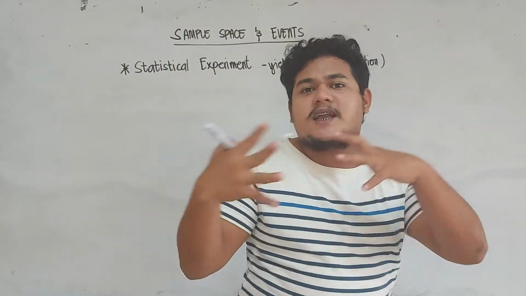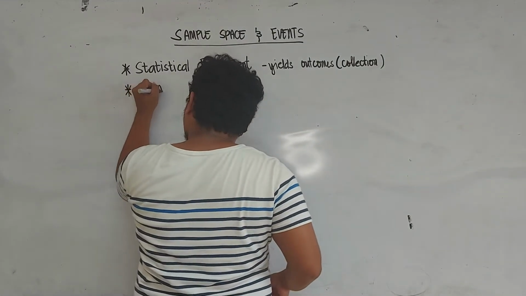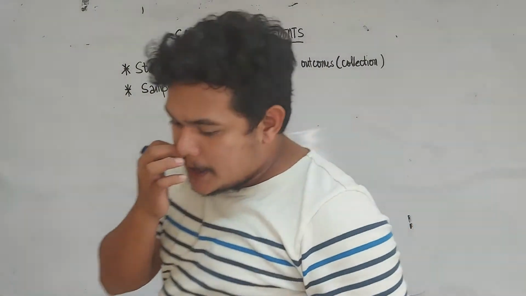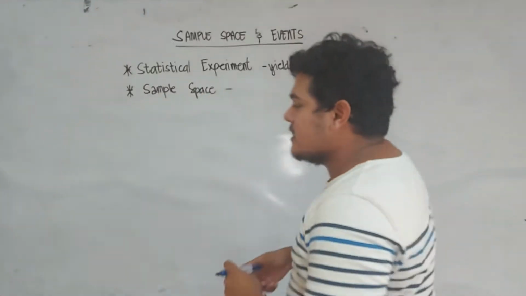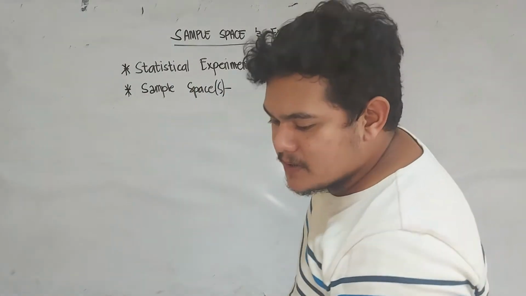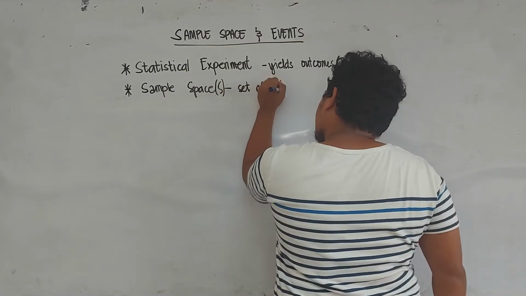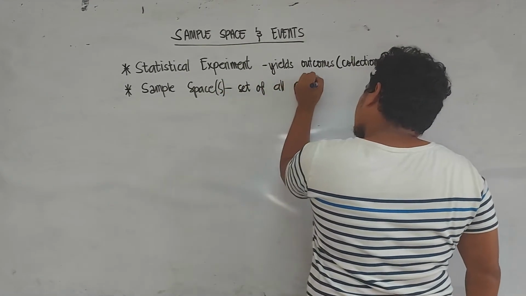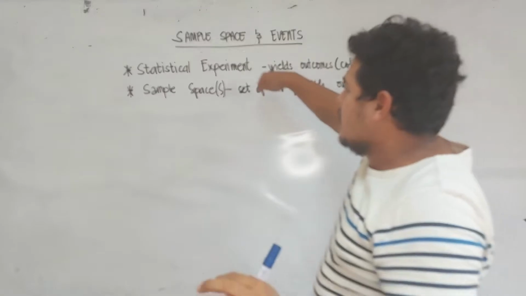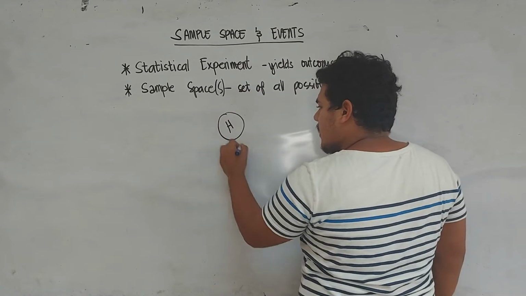Whatever we get from a statistical experiment is what we call your sample space. We denote that with the letter S. The sample space is the set of all possible outcomes. For example, in tossing a coin, the outcome can either be a head or a tail.